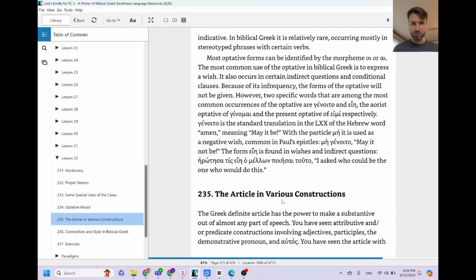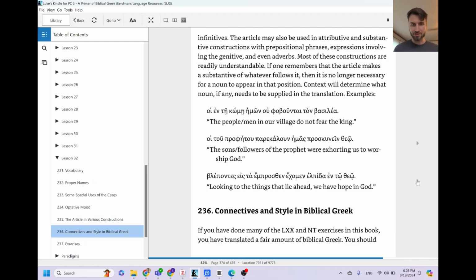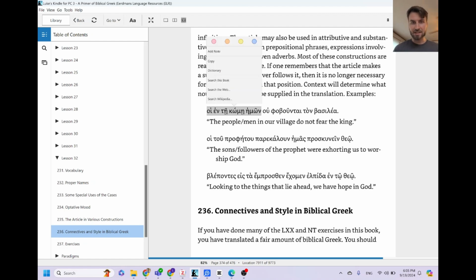Okay, 235 talks about the article in various constructions, and here it's just pointing out that you can slap the article on things. So here, the, and you're looking for the noun, and it's not there. And so here, the article is containing this whole prepositional phrase. The article is making it into a substantive thing. So, in our village, people do not fear the king. The article just kind of groups this together and makes it into a noun. So that's the use of the article.